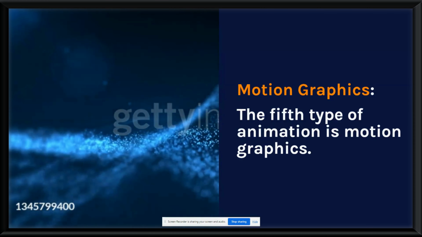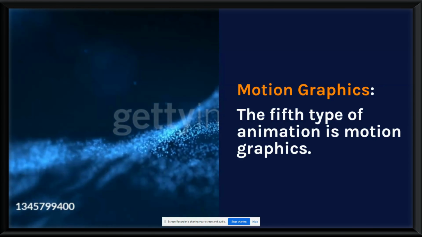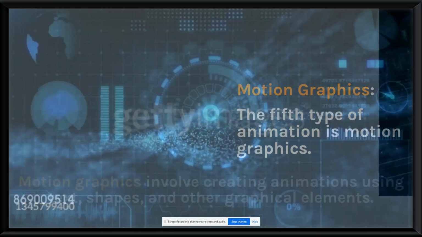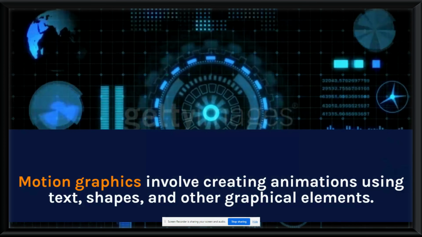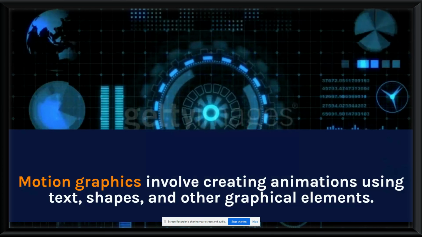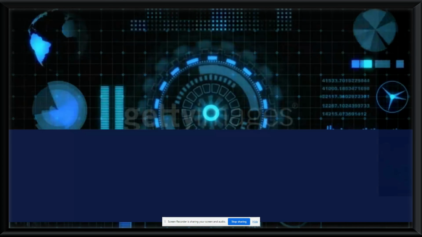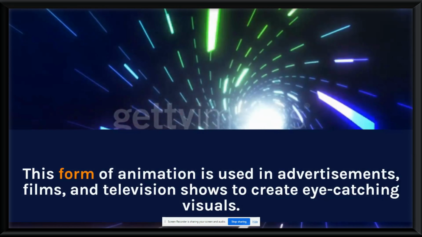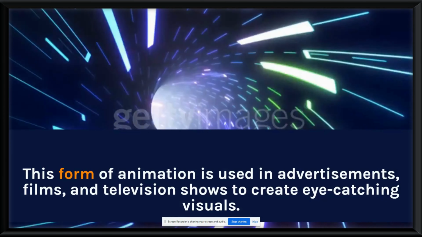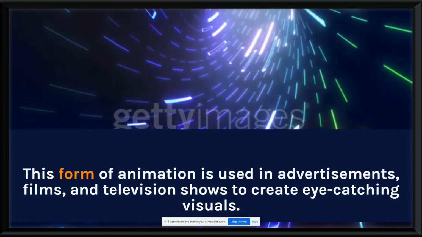Motion graphics. The fifth type of animation is motion graphics. Motion graphics involve creating animations using text, shapes, and other graphical elements. This form of animation is used in advertisements, films, and television shows to create eye-catching visuals.